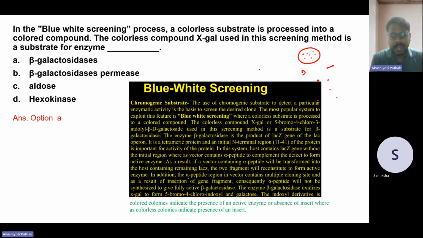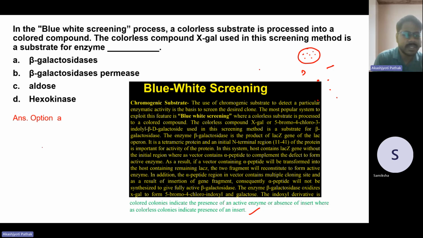In addition, the alpha peptide region in the vector contains multiple cloning sites, and as a result of insertion of a gene fragment, the alpha peptide will not be synthesized to give fully active beta galactosidase. What will happen? The enzyme beta galactosidase oxidizes X-gal to form 5-bromo-4-indoxyl and galactoside. The indoxyl derivative is colored; colored colonies indicate the presence of an active enzyme.